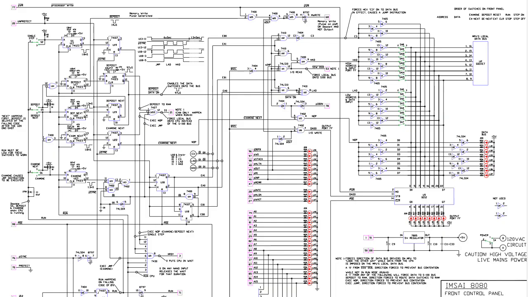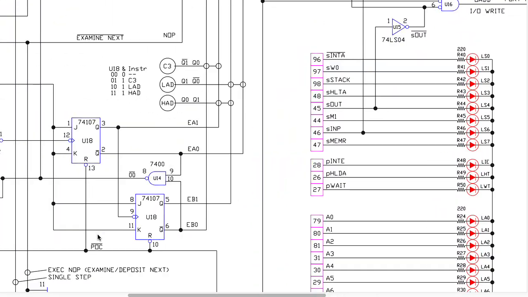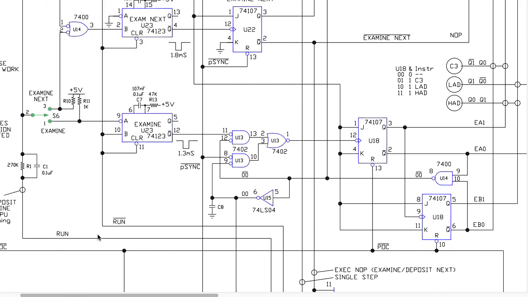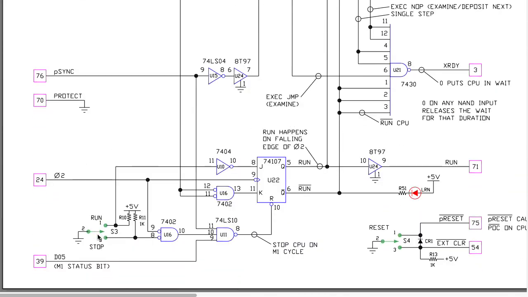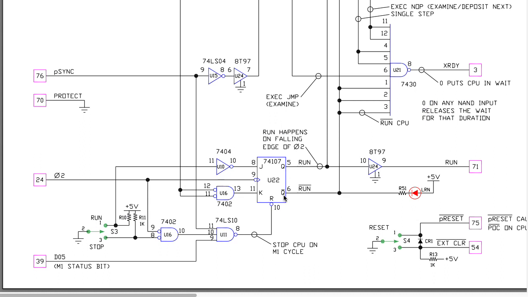IC-U22. The scans of original IMSAI schematics that you can find on the web are pretty hard to read, but there's this really nice redraw that you can find. And if we look in the lower left-hand corner, we see that U22 is a 74107 JK flip-flop, and the Q and Q bar outputs are responsible for the run signal and run light, respectively.